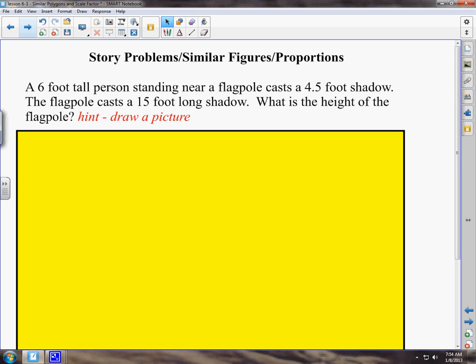Story problems, similar figures. A 6-foot tall person standing near a flagpole casts a 4.5-foot shadow. The flagpole casts a 15-foot long shadow. What is the height of the flagpole? Now, you would use this because no one wants to scale up a flagpole and try to measure it with a measuring tape.